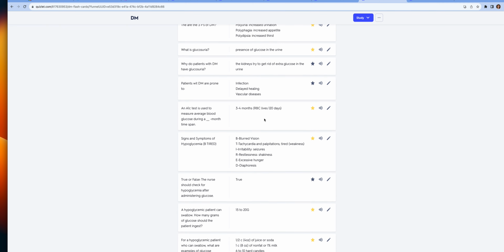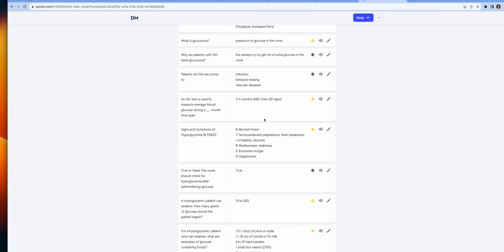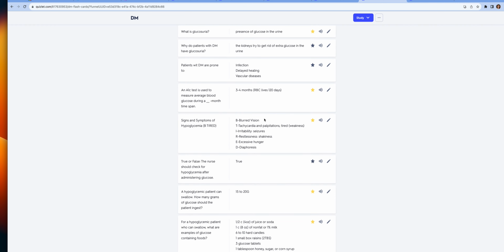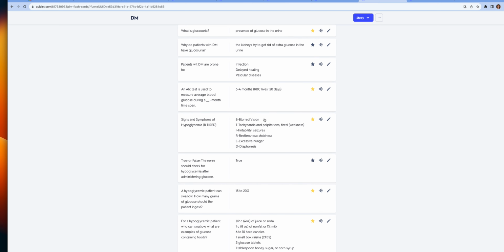You're going to have to know the signs and symptoms of hypoglycemia. People can get hypoglycemia if they're not taking care of themselves, not eating properly. Anytime you give insulin, you want to reassess after for those signs of hypoglycemia. And you can remember the mnemonic BE TIRED. So B stands for blurry vision. T stands for tachycardia and palpitations, and tiredness, which is also considered weakness.